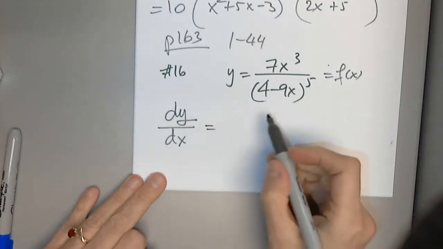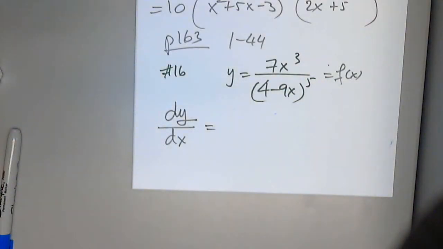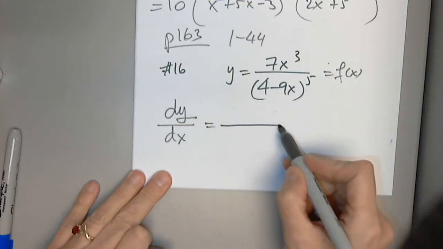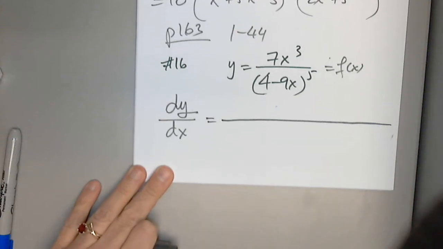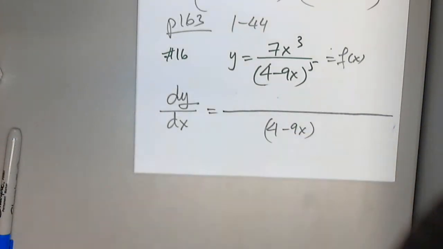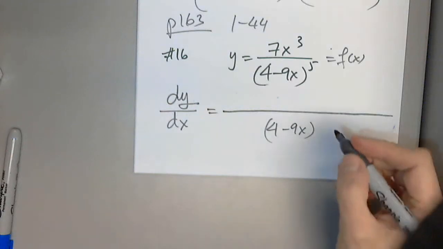Okay, it's what type of function? Is it a product? Is it a quotient? It's a quotient, or rational. The denominator will be squared. When we square 4 minus 9x to the 5th and we square that, what do we get? What power?